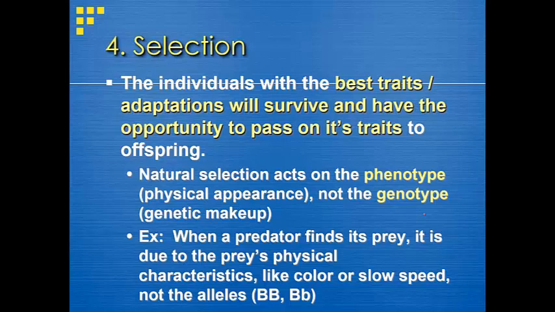Selection always acts on the phenotype, not the genotype. The phenotype means the appearance. In this example, the prey can be seen easily by the predator according to its phenotype. The predator never sees the genotype. It can't see the genetic information of the prey. It can just recognize the shape of the prey. So natural selection acts on the phenotype, not the genotype.